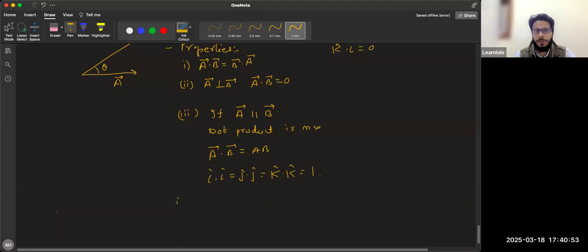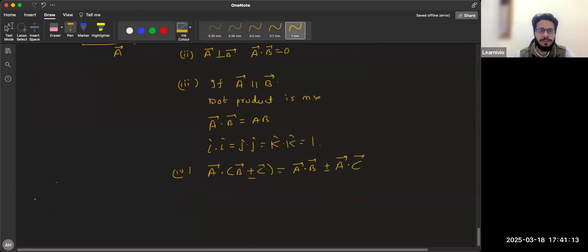There is one more property, the distributive property. If you write A dot (B plus C), you can take addition or subtraction, like distribution in normal addition or subtraction. So this is A dot B plus or minus A dot C. Now, next is dot product in Cartesian form.